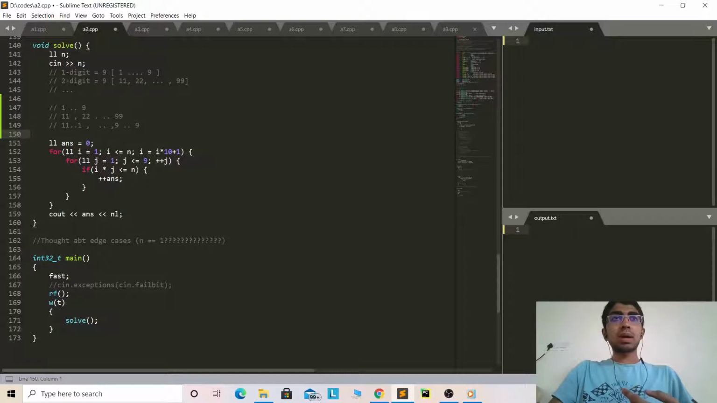In the outer loop we check the number of digits, starting with 1 for single digit, and in the inner loop we iterate from 1 till 9, and we check if i times j is less than or equal to n, and increment the answer. In the second iteration i becomes 11, since we are checking for 2 digit numbers. So in the inner loop 11, 22, 33, all those satisfy this condition and the answer gets incremented, and then we print it. So that is about problem B.